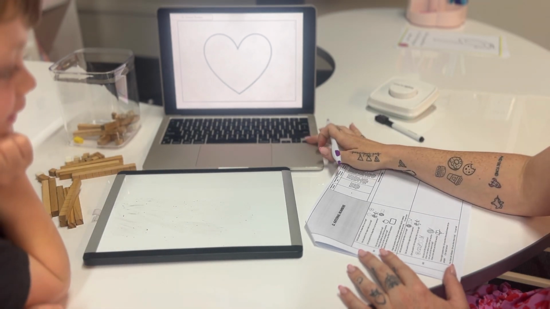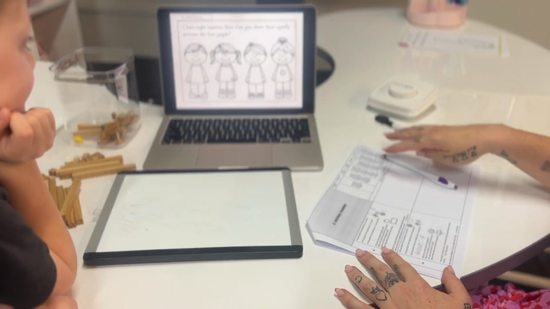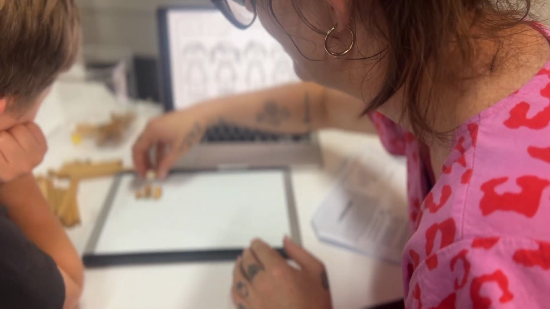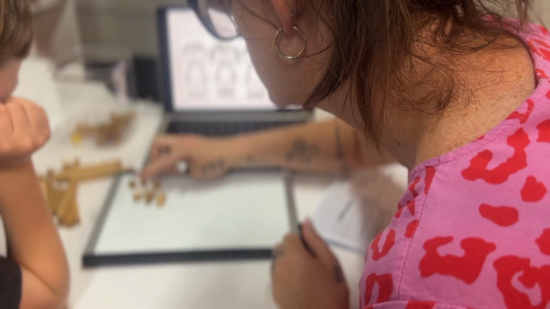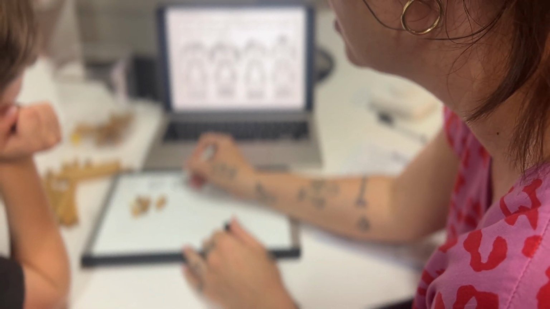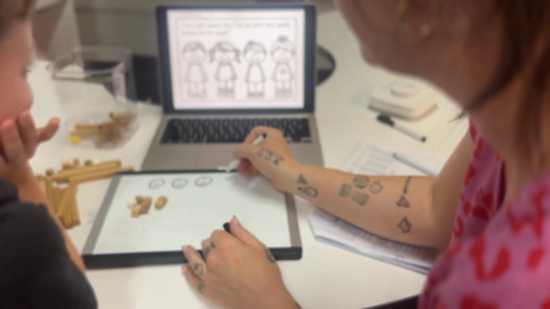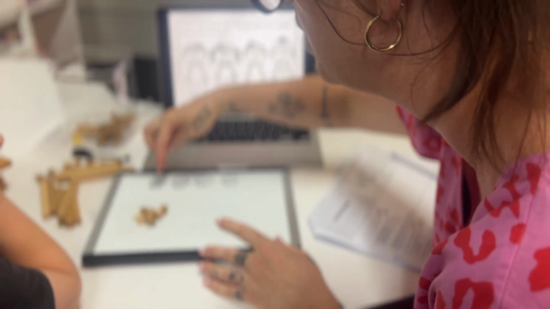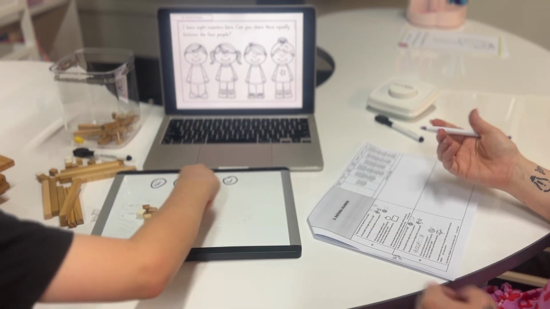Okay. I have got 8 counters here. I'm going to use these. 6, 7, 8. I've got 8 counters here. Oh, is it 8? 2, 4, 6, 8. I gave you 1 extra. And what we'll do is we'll draw our little people. So here's our 4 friends. Can you share these between your 4 friends so they've got equal pieces?